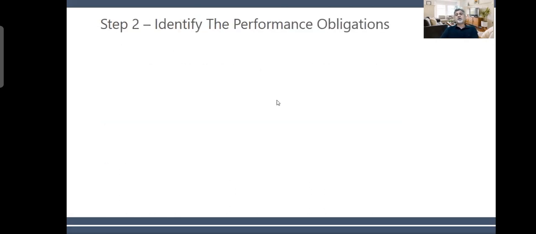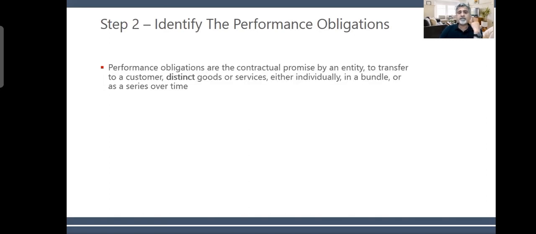Step number 2 now comes. I spoke a lot on step number 1, which was identify the contract, because that was an important side of this. This is easy. Step 2, identify the performance obligations, which means within the bigger work, the building, how many separate performance obligations you are going to have. Performance obligations are the contractual promise by an entity to transfer to a customer a distinct good or service, either individually, in a bundle, or as a series over time.